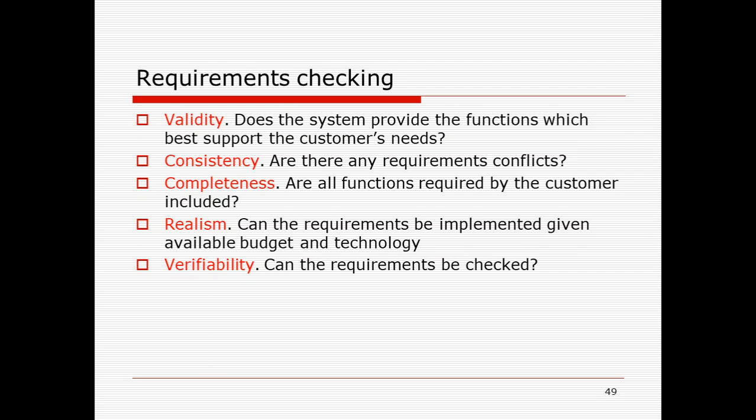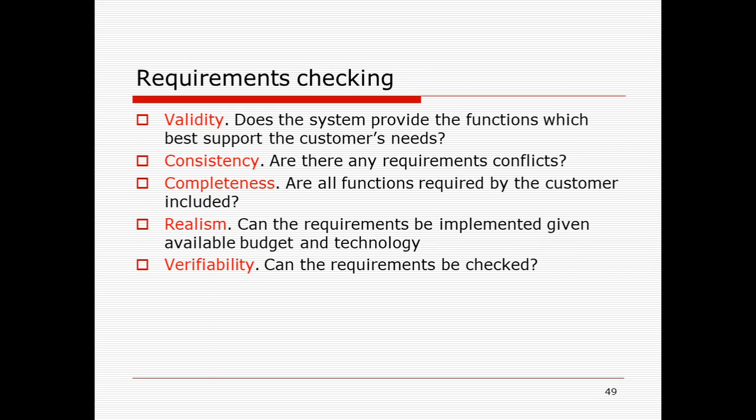So completeness means all the functions required by the customer, that is, whether all the functions that are actually required by the customer are included in the system. So that indicates the completeness of the requirements. If everything is included, then it's okay. That's complete. Otherwise, it is considered to be incomplete.